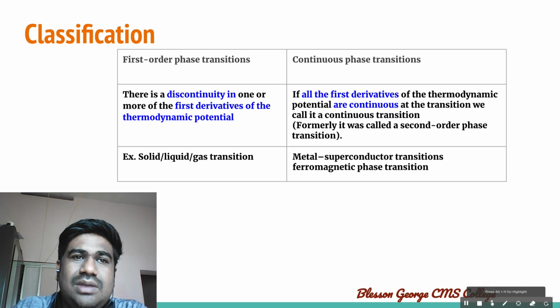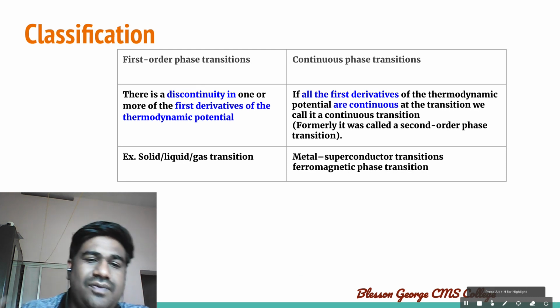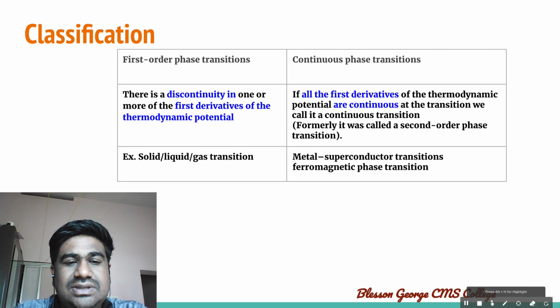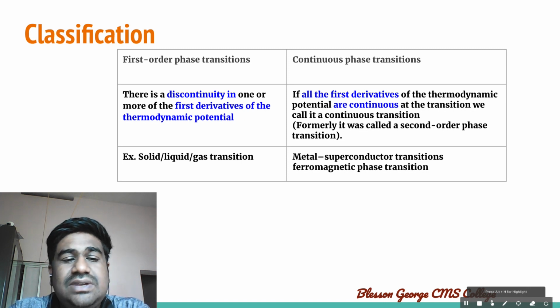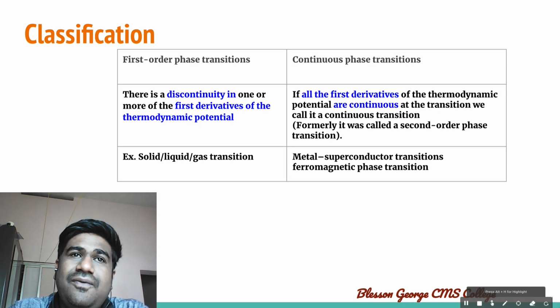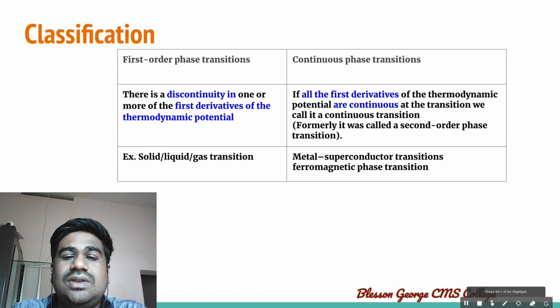The modern thermodynamic classification is like this. We have a first order phase transition and a continuous phase transition. What's a first order phase transition? We already know what a thermodynamic potential is. If the first derivative of the thermodynamic potential is discontinuous, then it is called a first order phase transition. And if all the first derivatives are continuous, we cannot see a discontinuity in any of the first order derivatives, then such a phase transition is called a continuous phase transition.